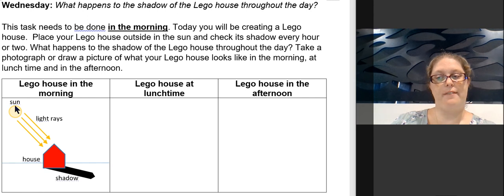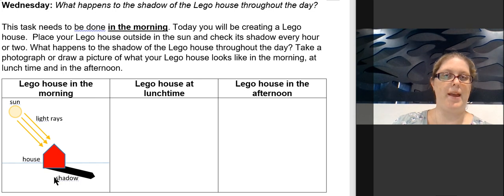You can see that I've included some labels in my diagram as well, and they're very important so that when people pick up our work, we're able to easily see what that is. So you're going to draw a similar style of diagram for your observations in the morning, in the lunchtime, and then in the afternoon. Remember that throughout the day, the sun position may change. So I want to see that reflected in your drawings.